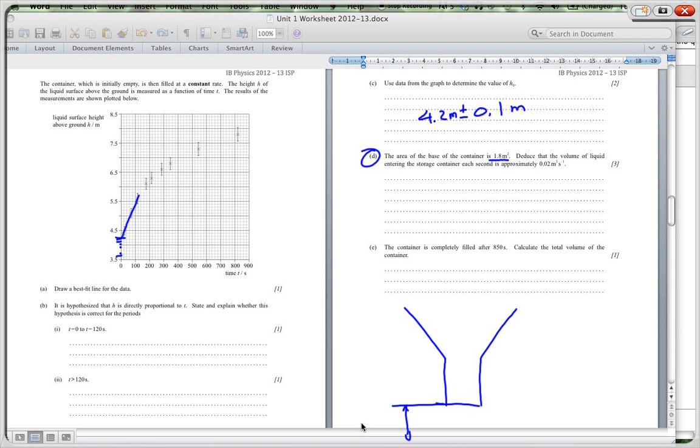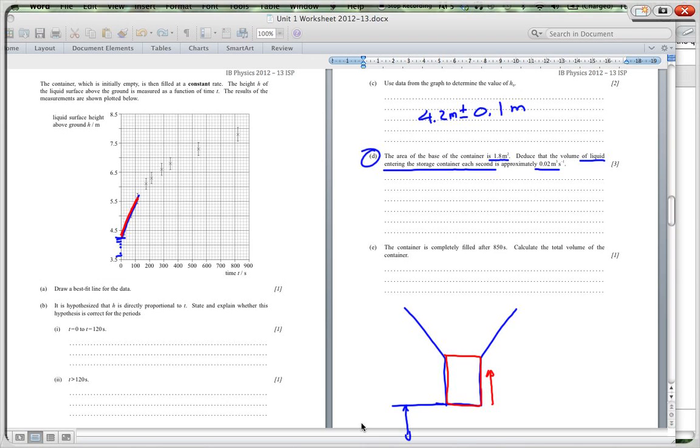Deduce that the volume of the liquid entering the storage container each second is approximately 0.02 meters cubed per second. So we're going to use this portion, because this portion we know up to there. We know that it's going to be rising at a constant rate. The h per time will be constant. It's this section of my graph here.